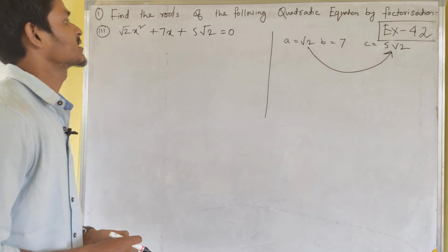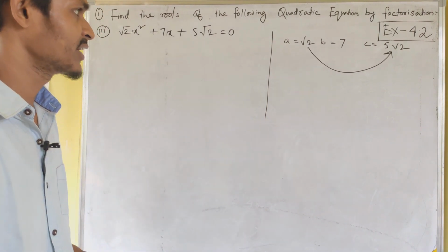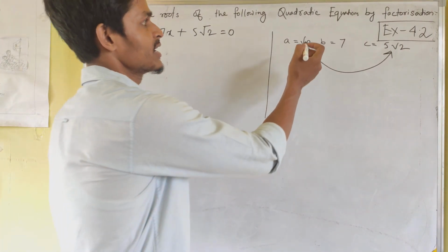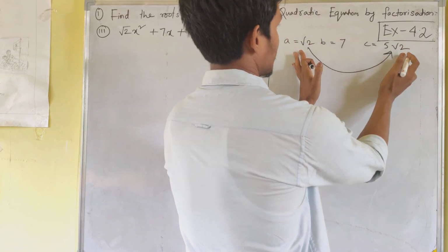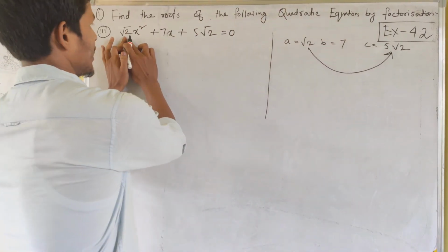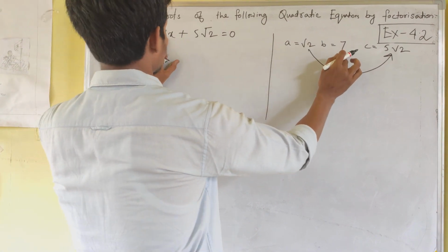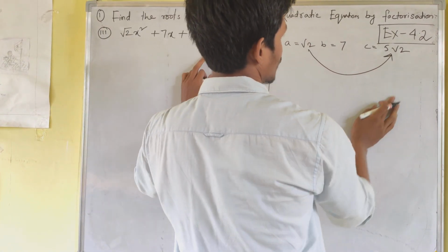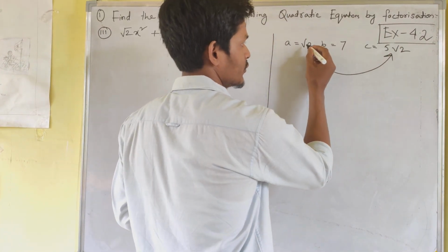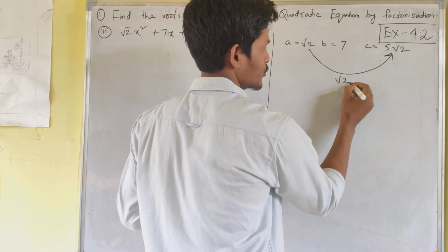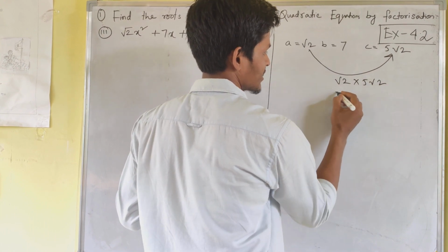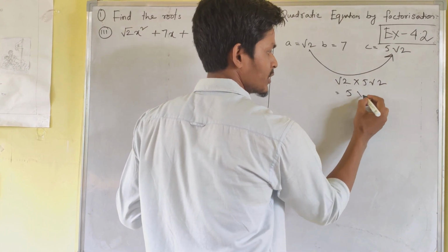Root 2x square plus 7x plus 5 root 2 is equal to 0. What I said earlier is, you have to multiply A and C. Here A is root 2, the coefficient of x square, B is 7 and C is 5 root 2. The constant value is C. So you have to multiply these two, that is root 2 into 5 root 2. What do we get? 5 root 2 into root 2.